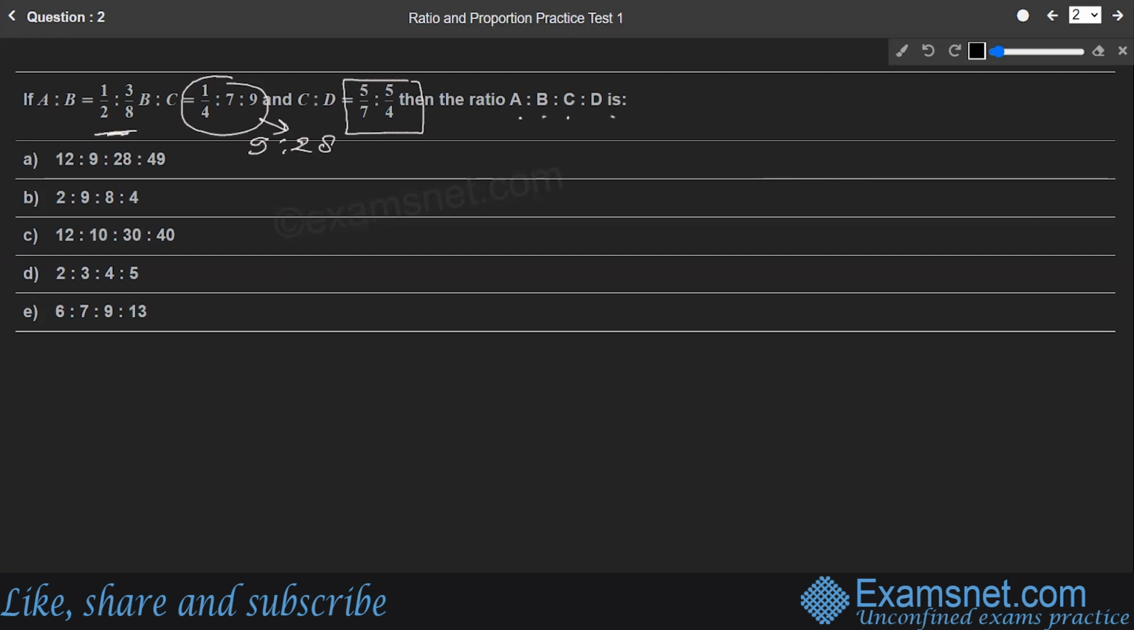Okay, so let us take it one by one. First of all, the data that has been given is A is to B is 1 by 2 is to 3 by 8. How can we convert this ratio into a simple ratio? Let's take the LCM.